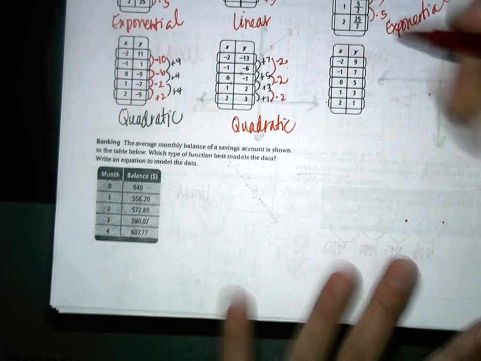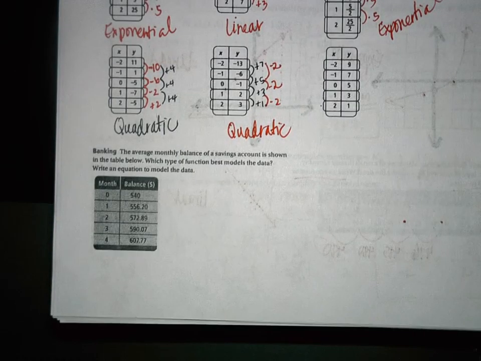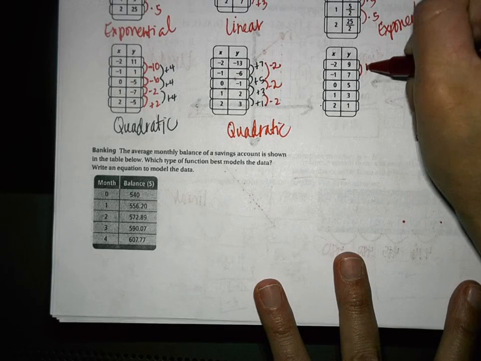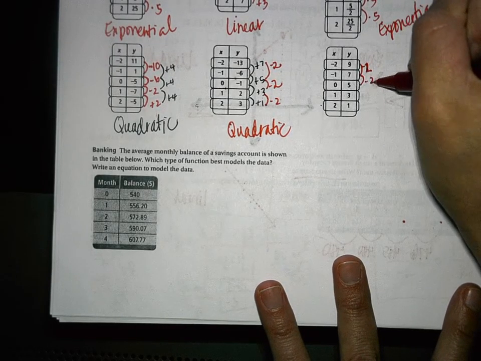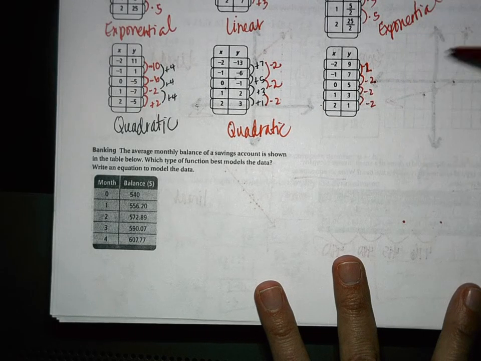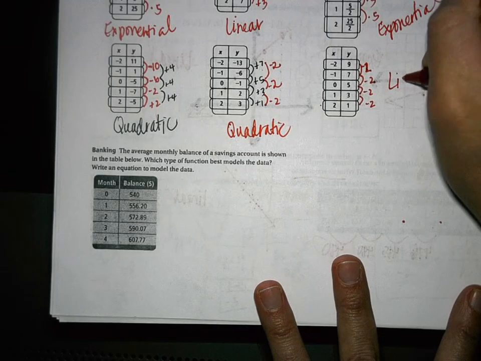Okay, last one here. Did you guys already figure out what it is? Remember, 1 is linear, 2 is quadratic, 3 is exponential. Okay, so from 9 to 7, subtracting 2. 7 to 5, subtracting 2. 5 to 3, subtracting 2. 3 to 1, subtracting 2. Therefore, it is linear.